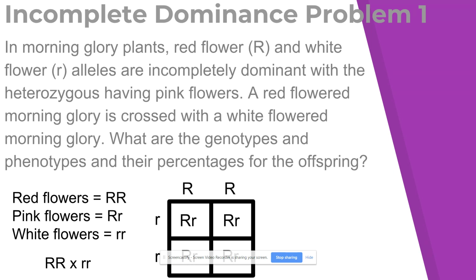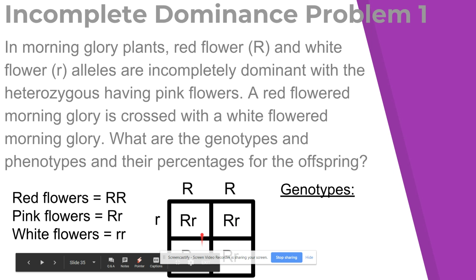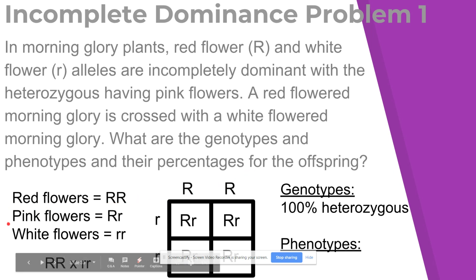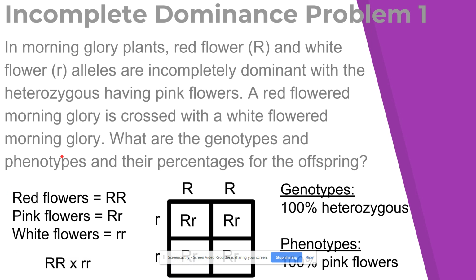The final step is going to be to find the genotypes and the phenotypes. For the genotypes, we look and we see that all 4 of these are heterozygous. So that means that there is a 100% chance of the offspring being heterozygous. It's just the way the dice roll. For phenotypes, we look, and since 100% are heterozygous, we match that up over here where we defined the genotypes to know that 100% of the flowers are going to be pink for the offspring. Okay, that is how you do an example of an incomplete dominance problem.